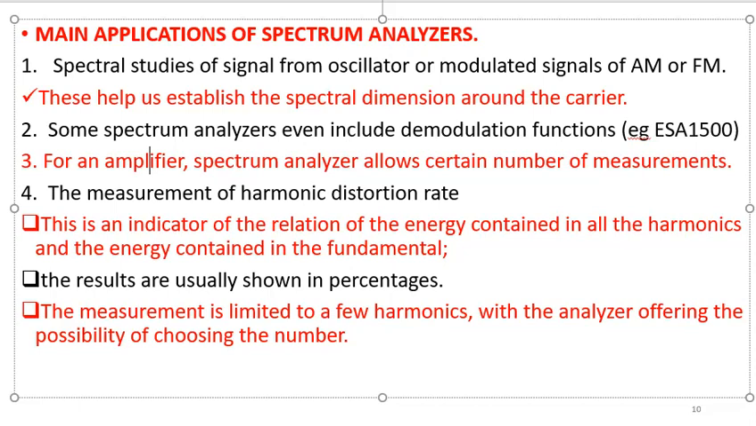The higher the percentage we have in the harmonics, the worse the behavior of the circuit will be. And if we discover that, then we can carry out some adjustment to the circuit in order to reduce the presence of the harmonics and the amount of energy contained in those harmonics.